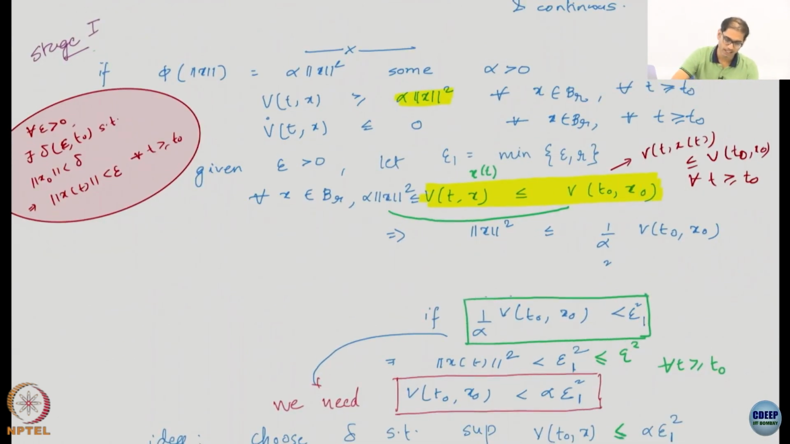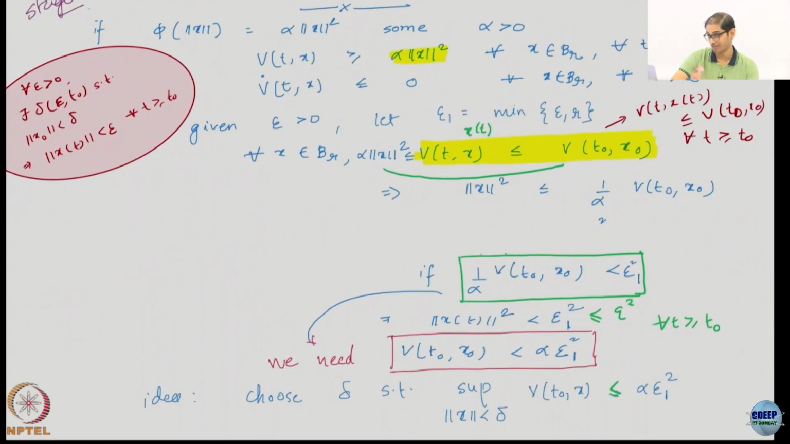Now I forget the middle thing, this is useless for me. So I just look at these two, because this is in terms of the initial condition, and this is in terms of the final state. So I have alpha norm x square is less than V(t0,x0), and from here I can get a bound on norm x squared. What is stability? It requires me to bound norm x. So I have already come to a stage where I have a bound on norm x squared. Pretty cool.